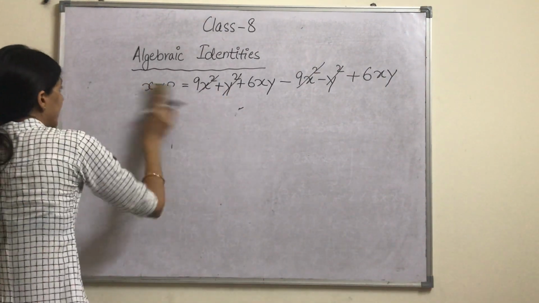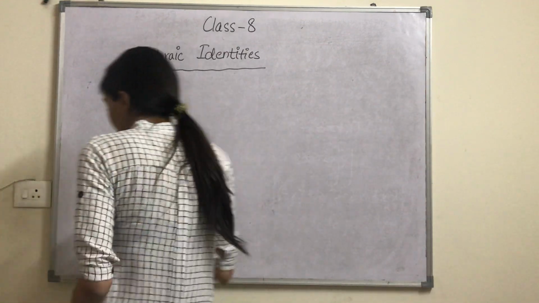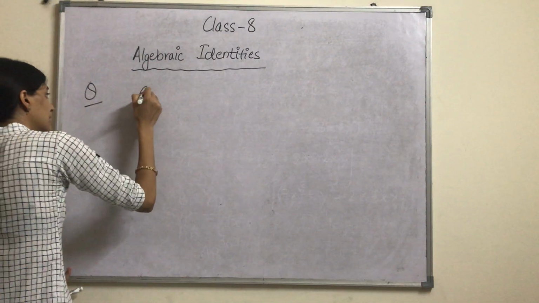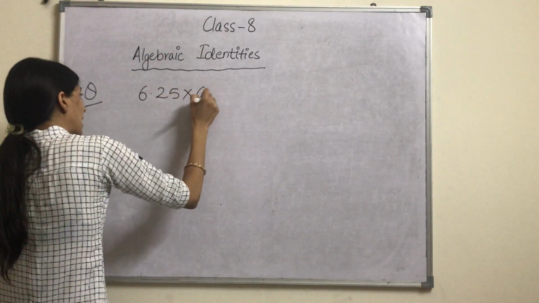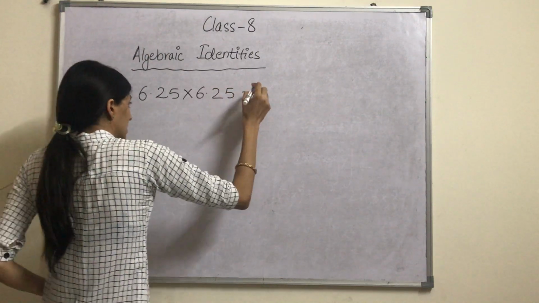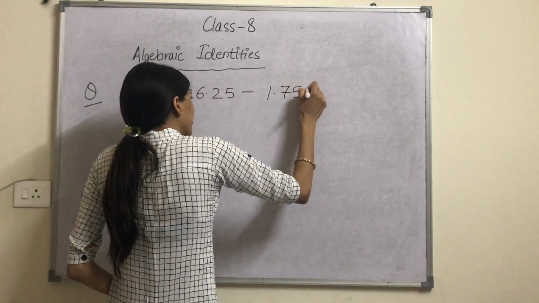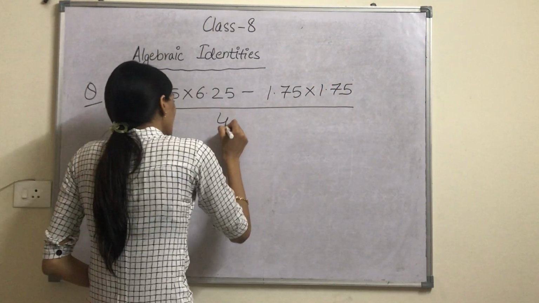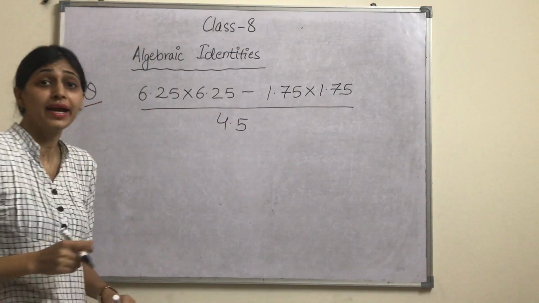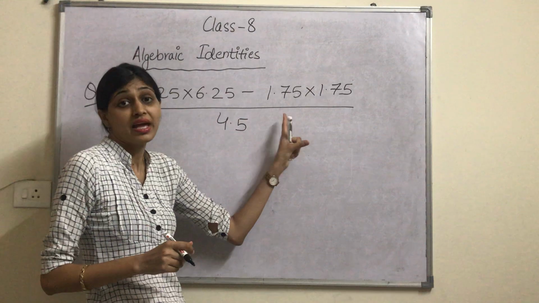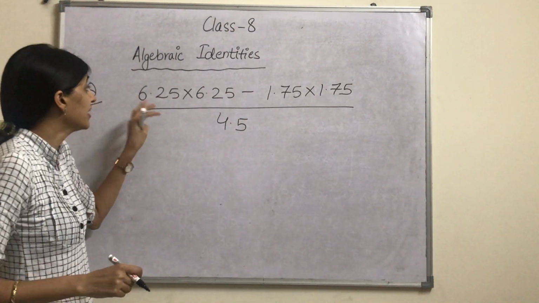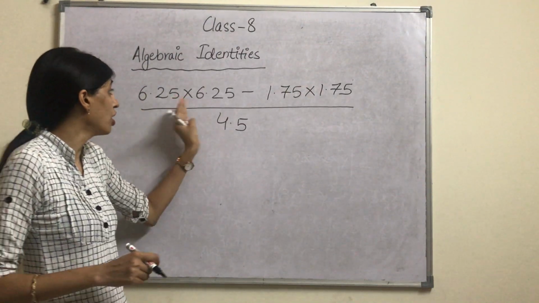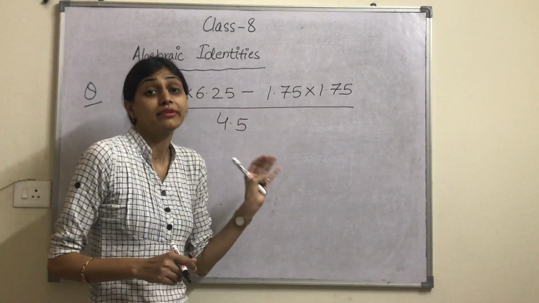Let's do another question based on identity. The question says 6.25 multiply 6.25 minus 1.75 multiply 1.75 divided by 4.5, and you have to find out the value of this big expression. Now, the benefit of identities is that whenever a question of this type is given, we don't have to solve by multiplying these big numbers. We don't have to solve like that.